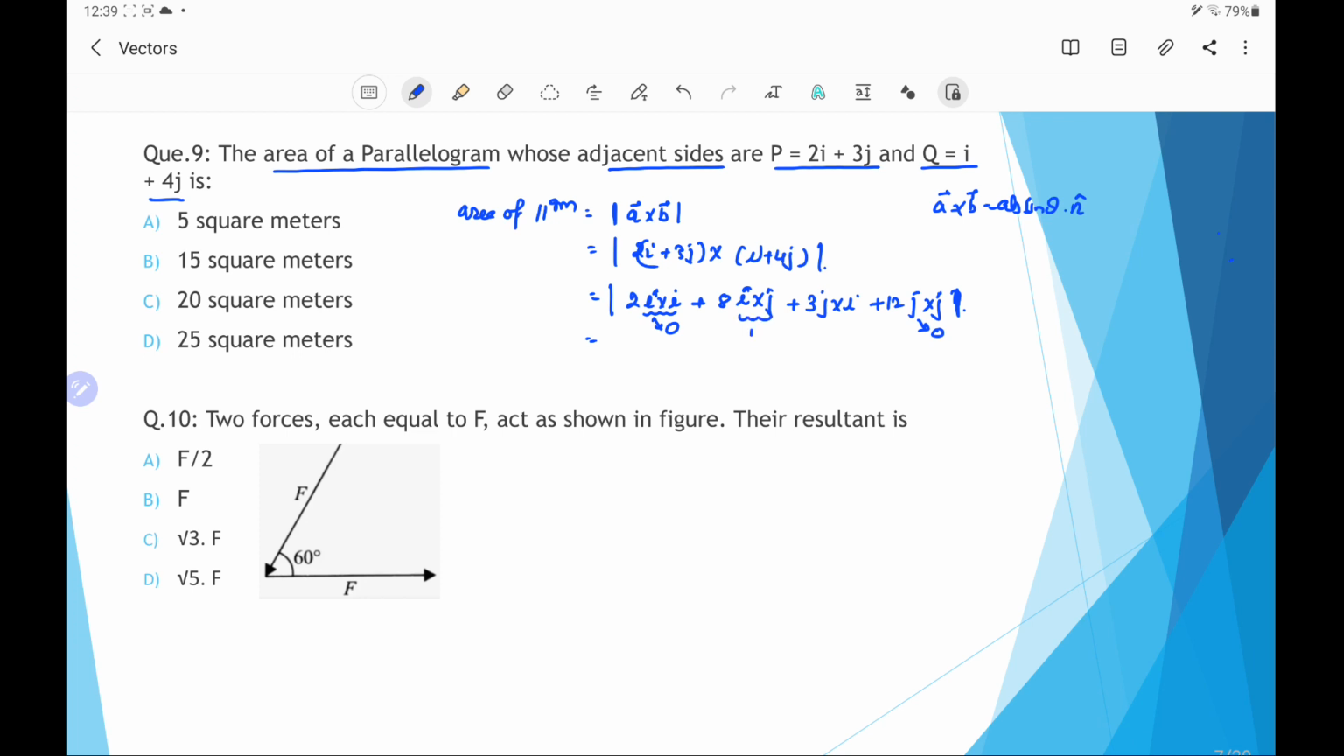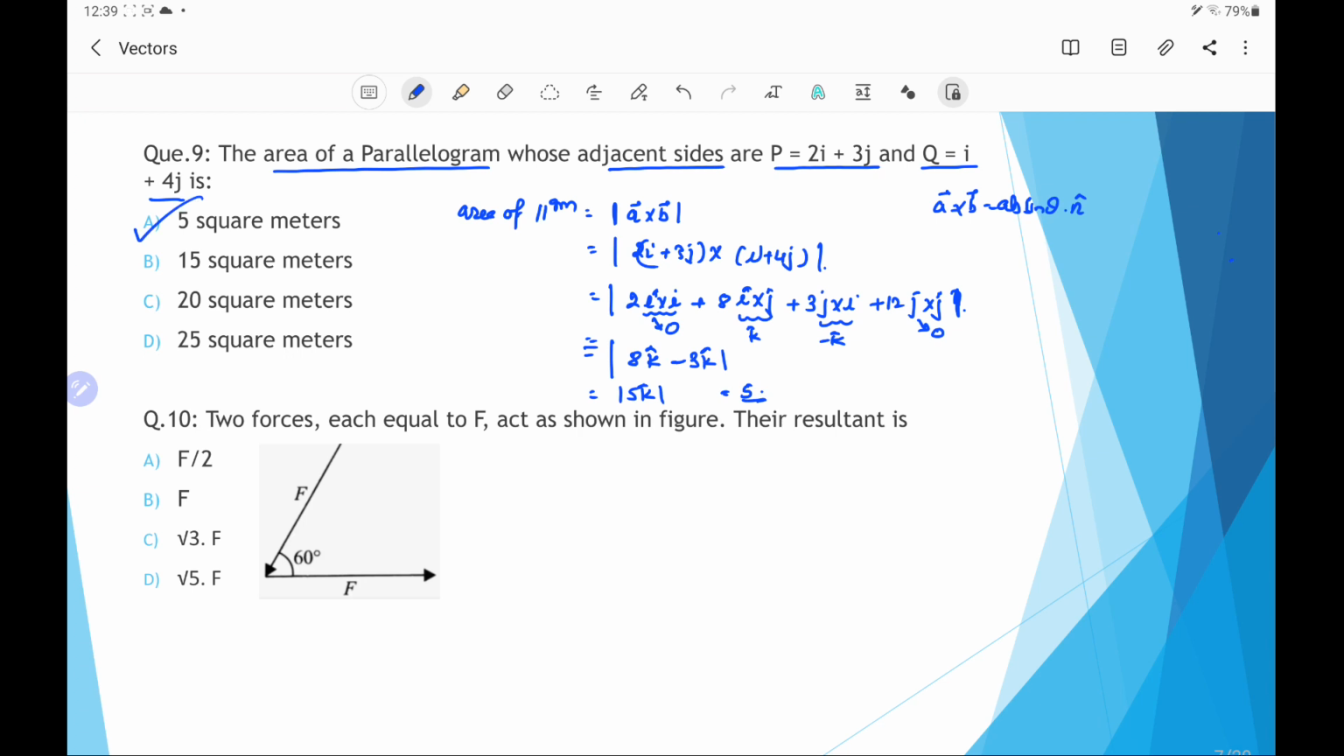i cross j will be equal to k and j cross i will be equal to minus k. Hence we can write it is equal to magnitude of 8 into k minus 3 into k, and it is equal to 5k. That means magnitude is 5. We can say option A is the correct option.